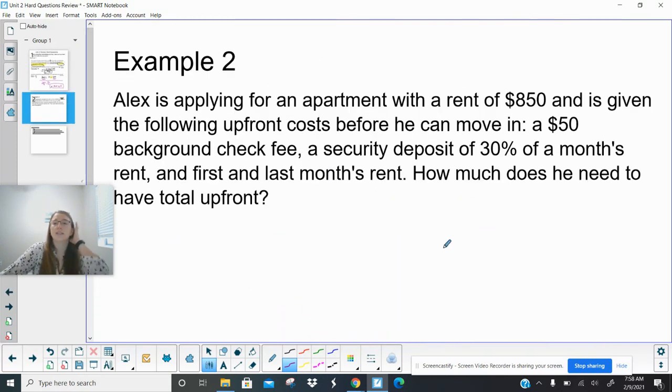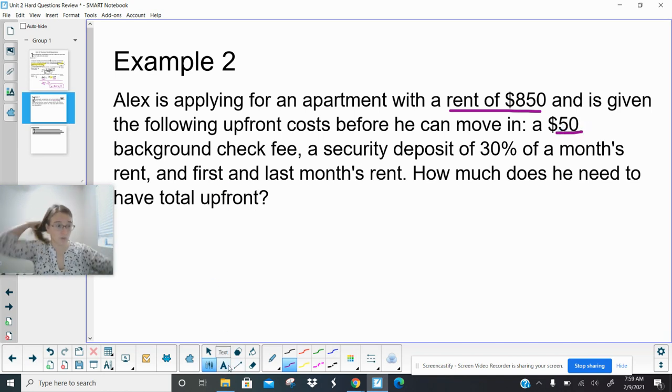Okay, example 2. So this is the upfront cost. A couple of you guys struggled with this on the quiz because you weren't picking it apart. I kind of skim over it the first time and see the important information I need. So Alex is applying for an apartment with rent of $850. Right up front, careful, it does not say anything here. Yes, it says rent of $850, but it doesn't say anything yet about him needing to pay that up front. So we're going to come back to that. He is given the following upfront costs. Here's where it tells us the costs. We have a $50 background check fee.